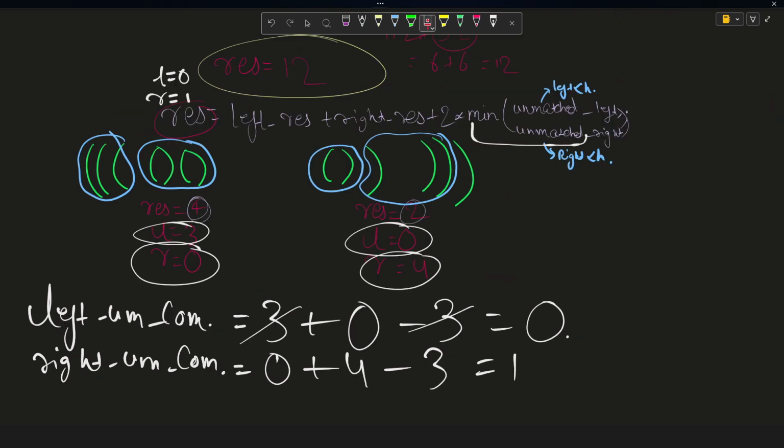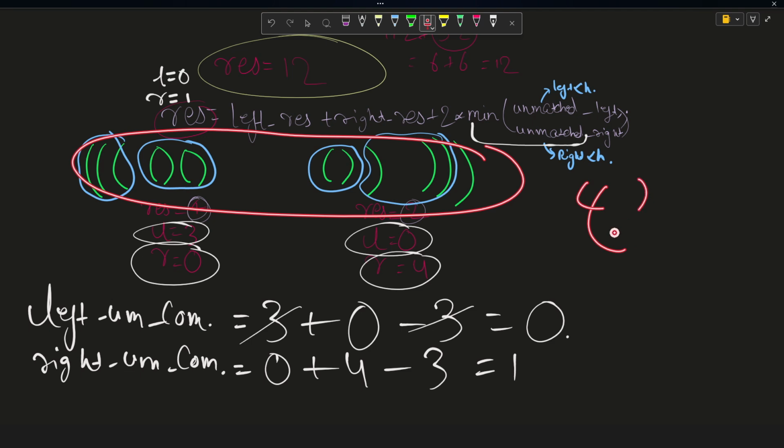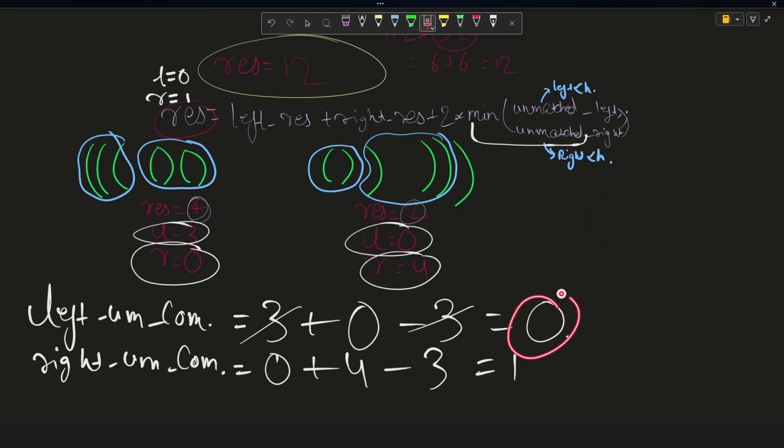In this way, the values of result, left unmatched bracket and right unmatched bracket for a given range will be calculated. And if you see here, we are getting 0 as the total number of left unmatched brackets for this whole range. And it is true, because in this range there is currently no opening bracket present. That is, it should be 0, and it is.